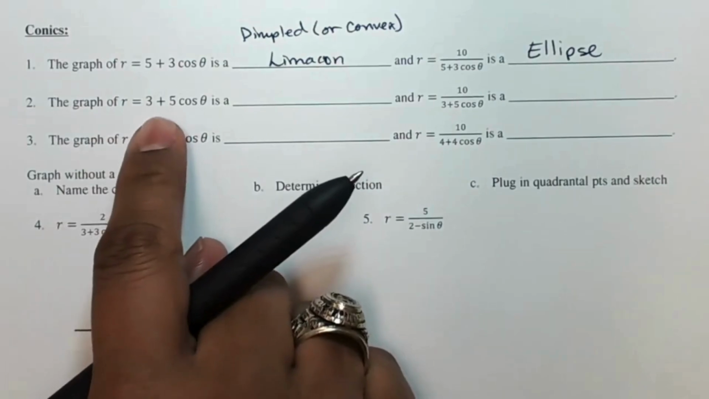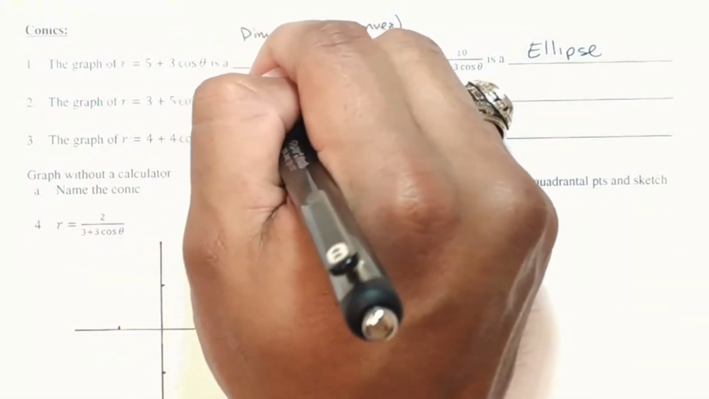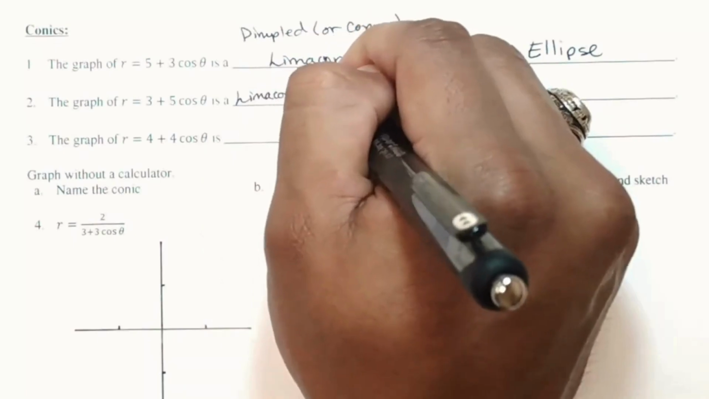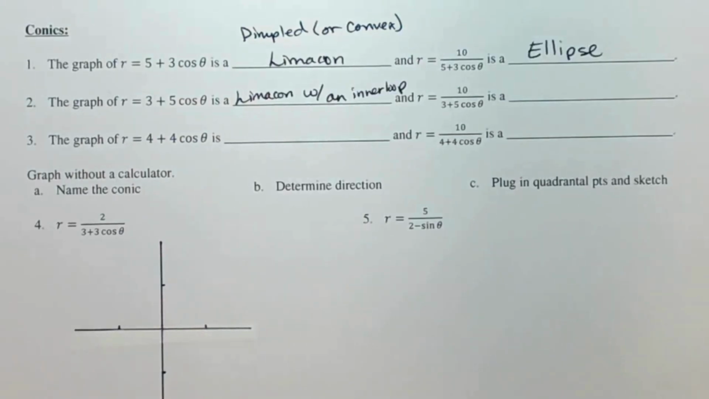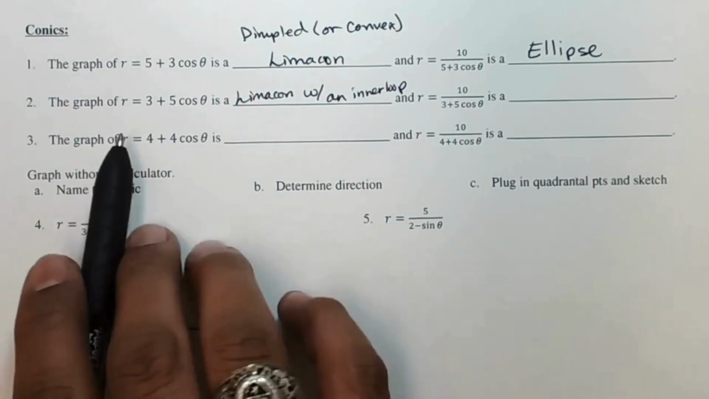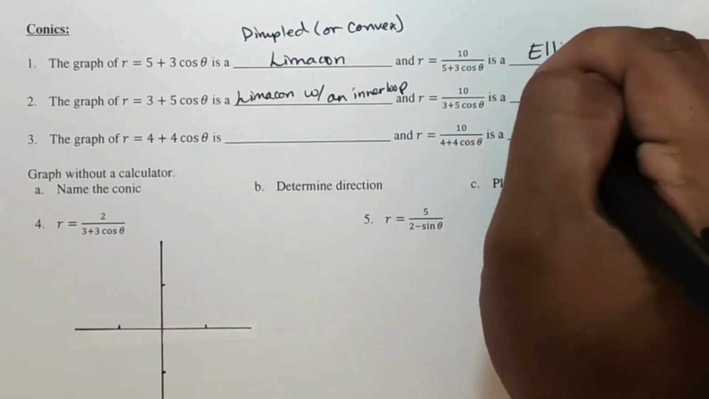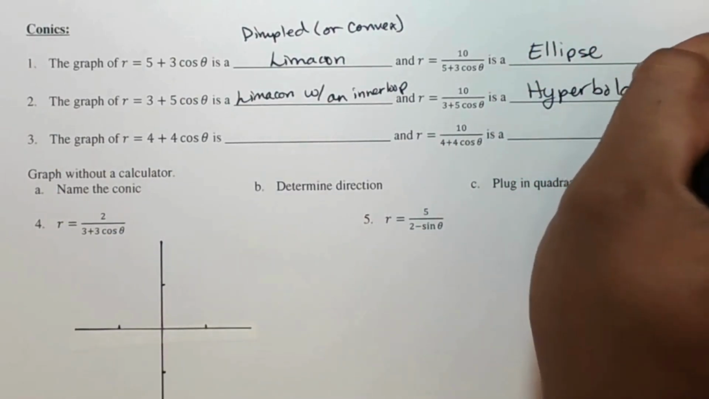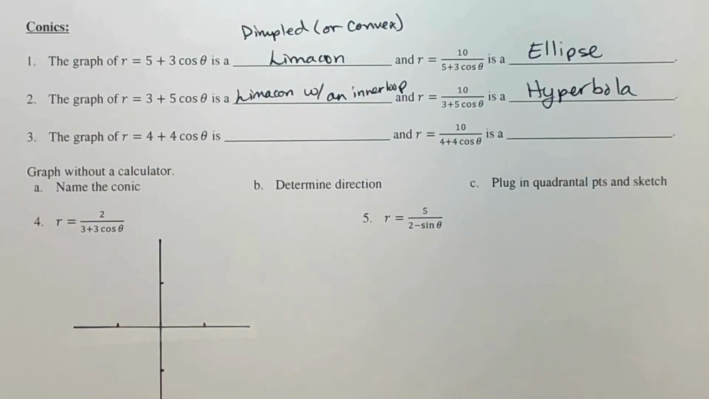For number 2 here, A is less than B. So this is going to be a limaçon with an inner loop. It is very important that that whole sentence is put together. It's a limaçon with an inner loop. If you just say it's an inner loop, what is an inner loop? We don't know what it is. It's a limaçon, a very specific graph, with an inner loop. Since A is less than B, anytime you have this, you end up having a hyperbola as your graph. And some of y'all are going to be like, well, why? Well, we're going to actually explore that here in a bit.